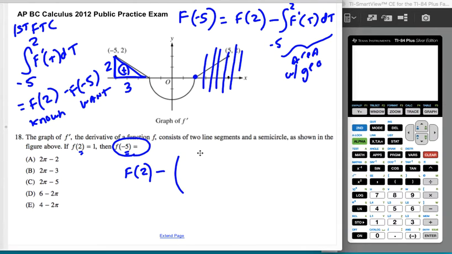minus, and then in parentheses, I need the area of the triangle, which I know is going to be positive, so that's a 1/2 base times height, plus the area of the semicircle, which is very much going to be a negative quantity, right? So the trick with this is you can't just make the radius a negative 2 and assume that that's going to solve your problem because you're squaring the radius.